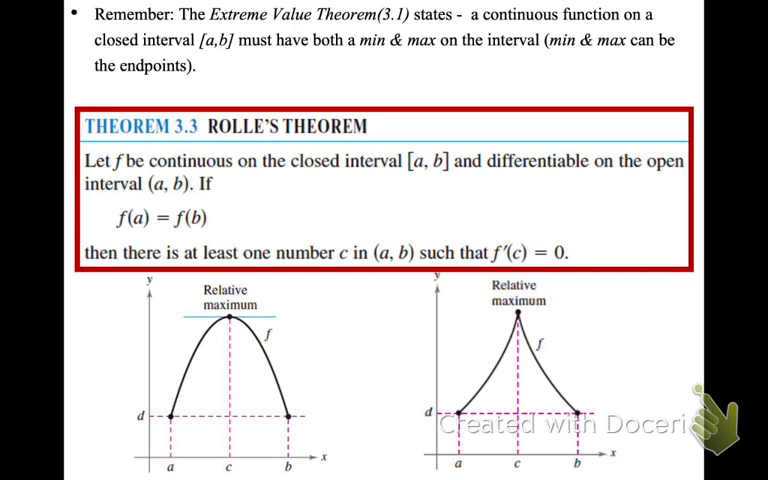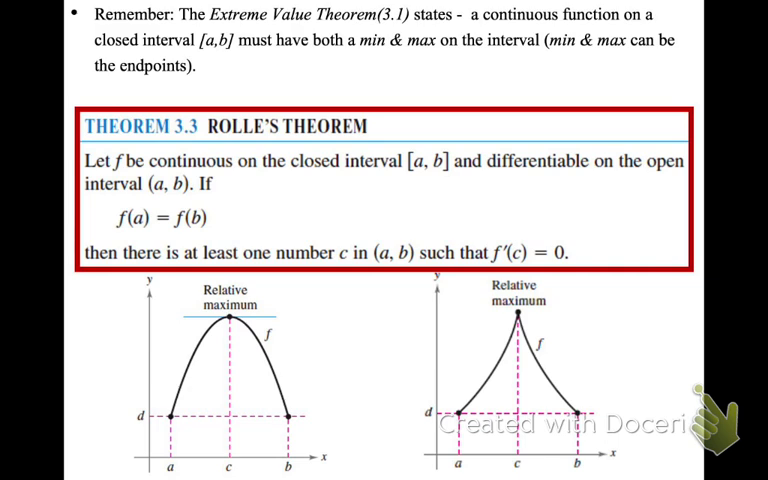Rolle's theorem says we have f is continuous on a closed interval again. A and b are included because they're brackets. And differentiable on the open interval a to b, so every point in between is differentiable. If f of a equals f of b, then there must be at least one c in the interval a b such that f prime of c equals 0.